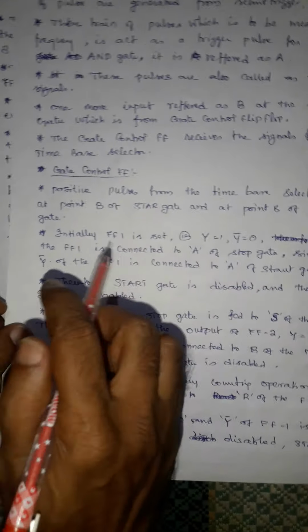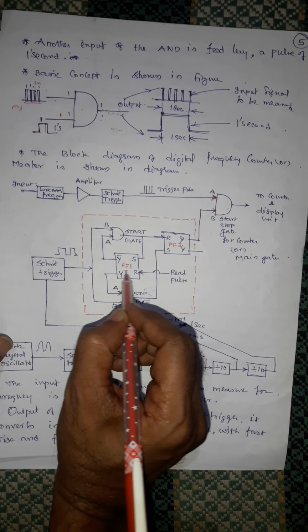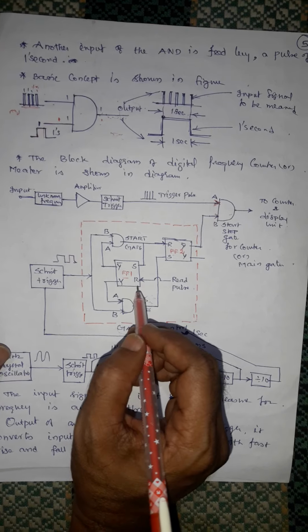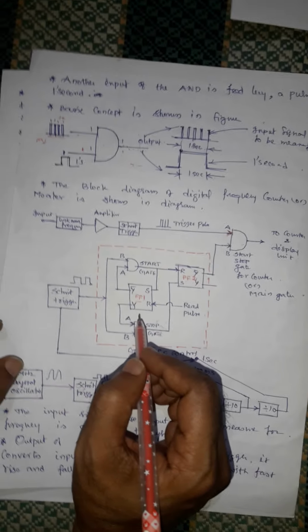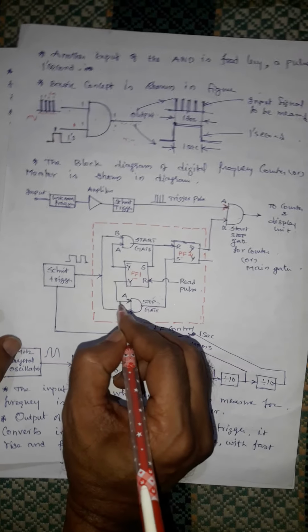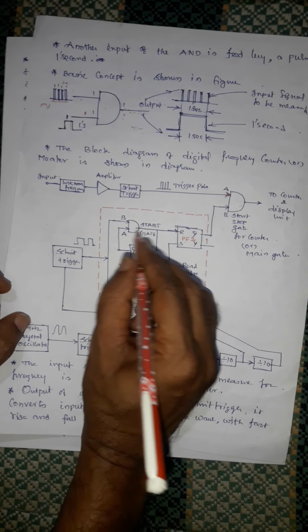Okay. Initially this is flip-flop 1 and this is flip-flop 2. Initially flip-flop 1 is set. Set means Y equal to 1. Therefore this stop gate is enabled, that is Y equal to 1, Y bar equals 0.